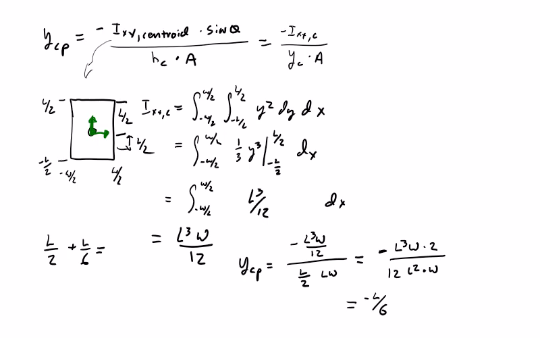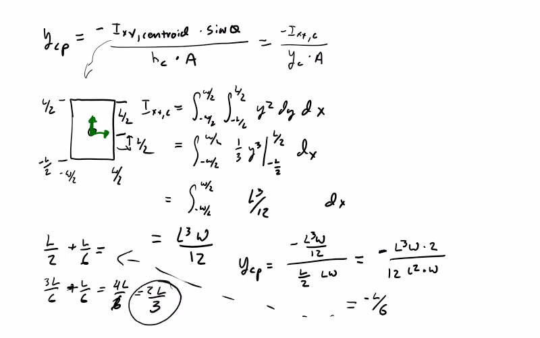Well, let's see, I have 3L over 6 plus L over 6 equals 4L over 6 equals 2L over 3, which is the identical distance we got from calculating it from the original origin. All right, so if you use this formula right here, when you calculate your center of pressure, it tells you how much further down from your centroid your center of pressure is going to be.